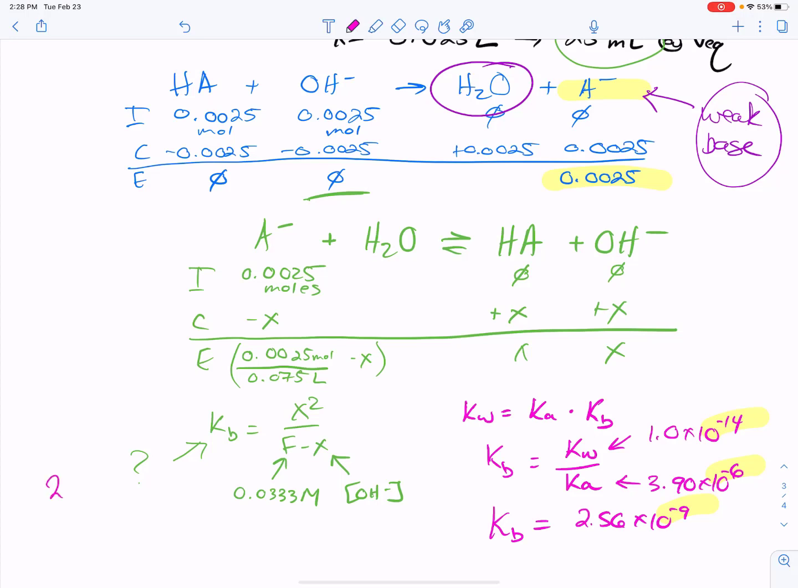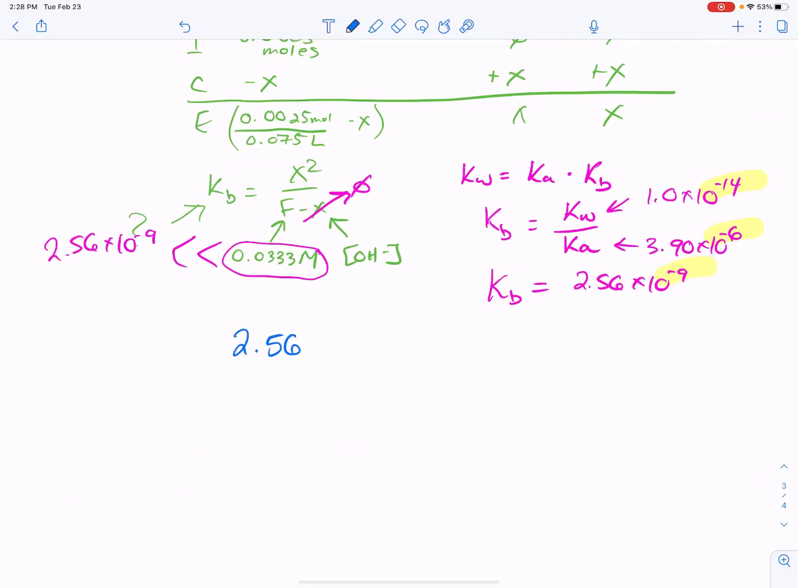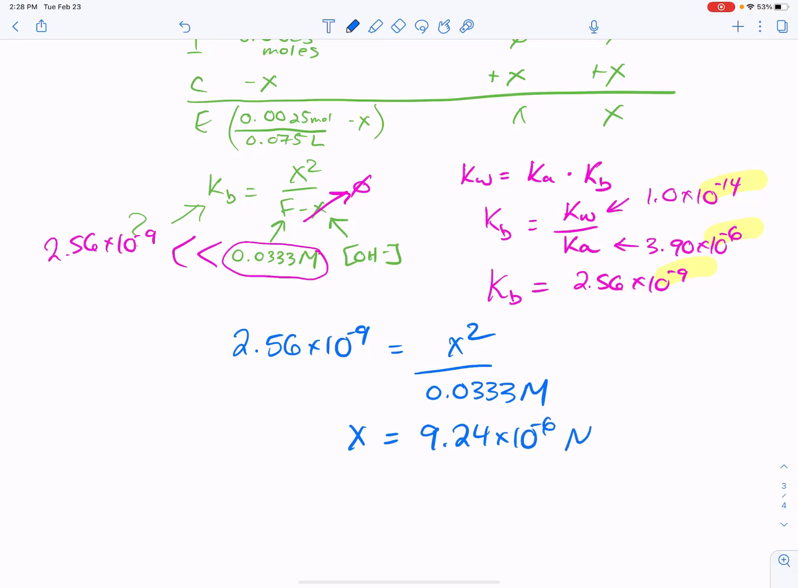So now we are going to sub that value into our equation, and notice this formal concentration is much, much greater than our Kb, which means we can approximate that our x goes to 0. So to finish out this step, we have 2.56 times 10 to the negative 9 equals x squared over 0.0333 molar. So we solve for x, and x equals 9.24 times 10 to the negative 6 molar.